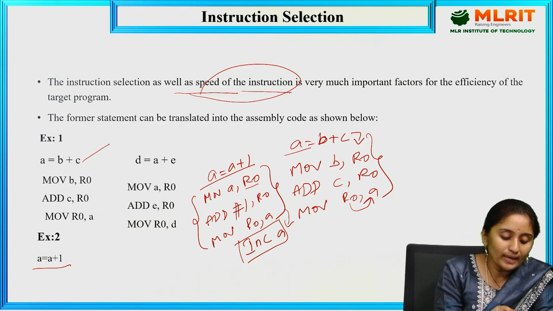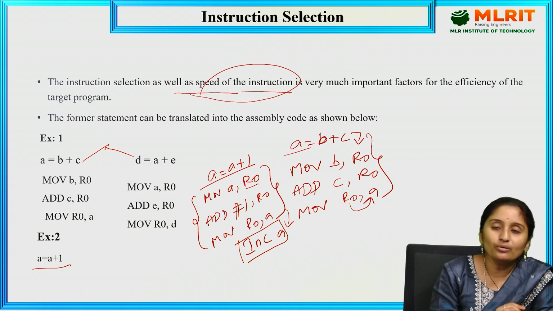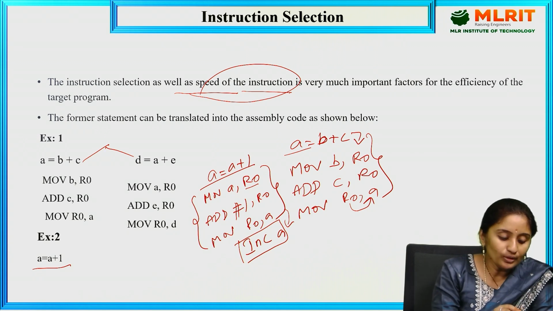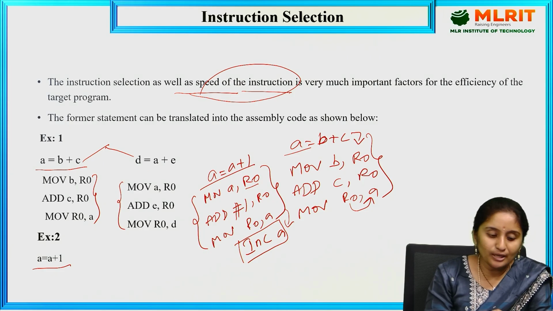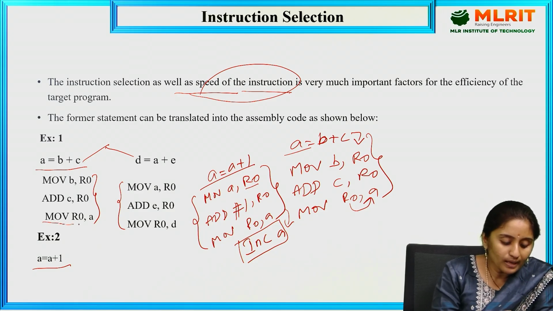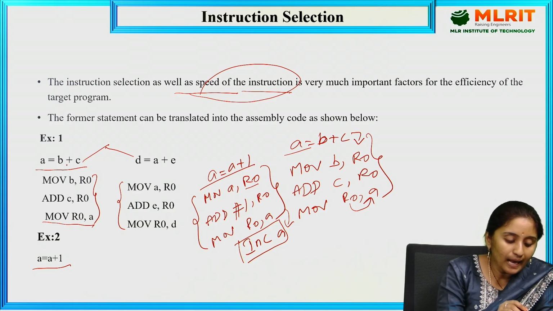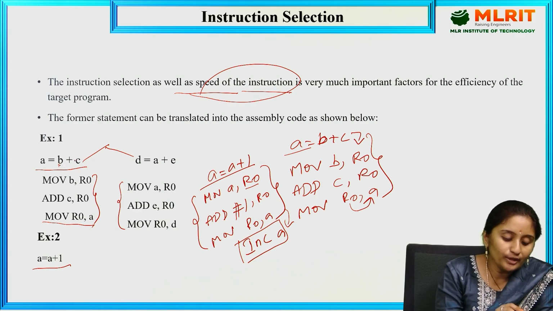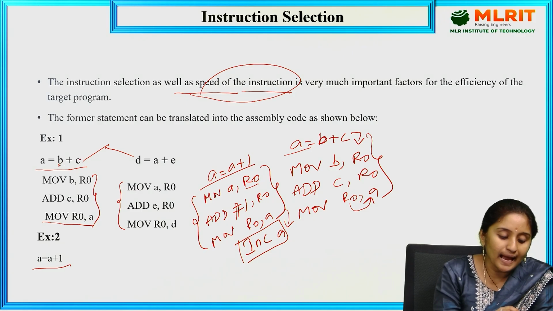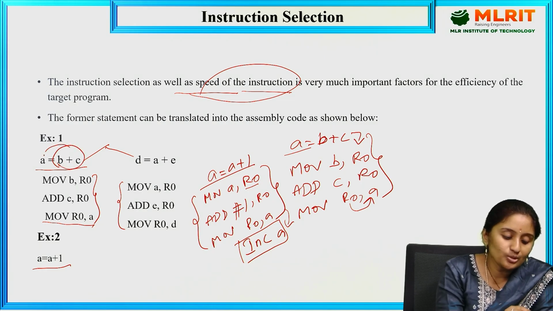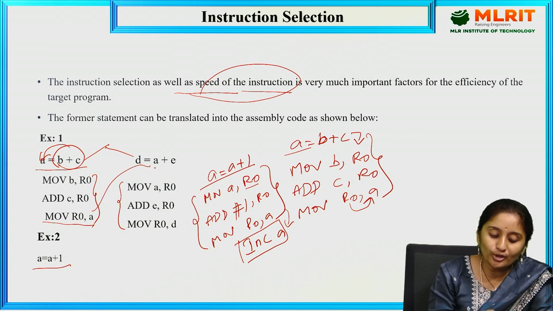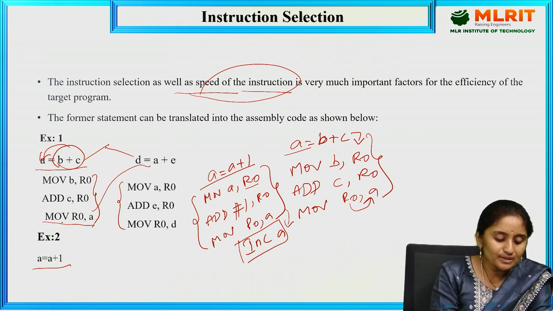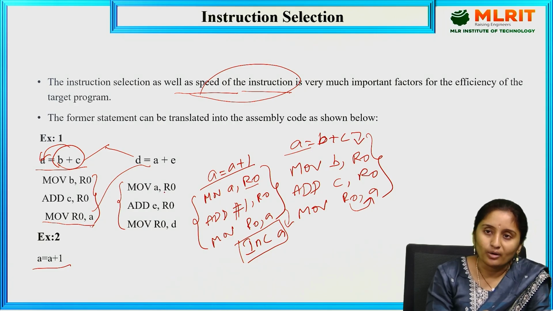Let me take these two examples: A equal to B plus C and D equal to A plus E. For A equal to B plus C, these are the three statements I got, and for D equal to A plus E, these are the three statements I got in the assembly code. Here I move the B value into the R0 register, C is added to B, and then the total is stored in A. In the next statement, the A value is used, so again I do move A comma R0. These two statements, move R0 comma A and move A comma R0, are pointing to the same thing.